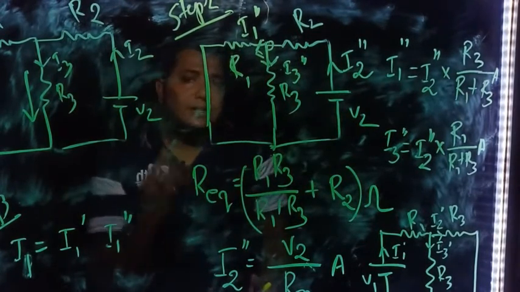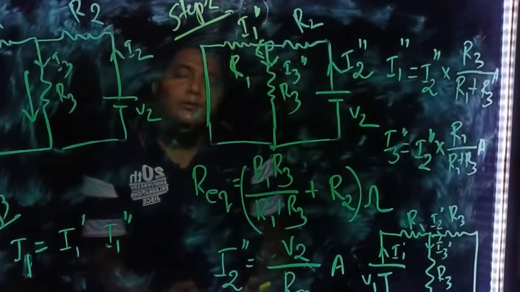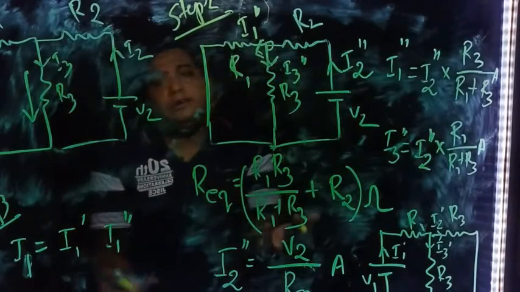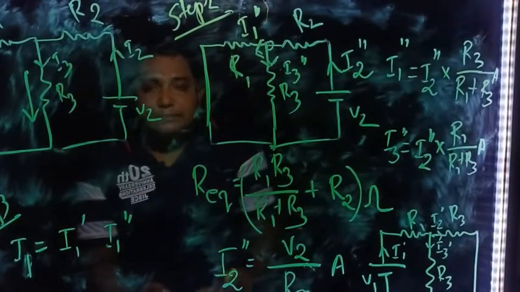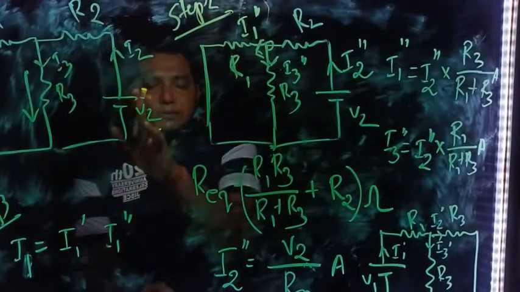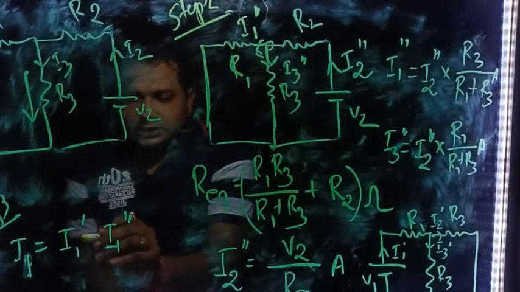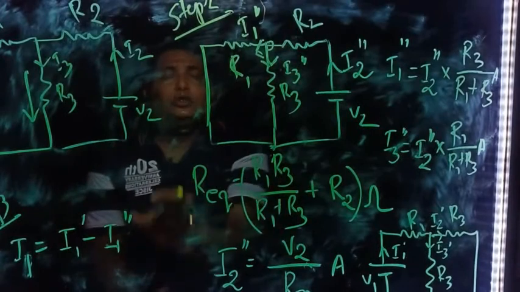It actually depends on the value. So when we solve problems, you will have some values. So from the bigger one to the smaller one you have to subtract. Say we are considering that I1 bar is a higher value and I1 double bar is a smaller value, so we can say that there is a minus because both directions are opposite.